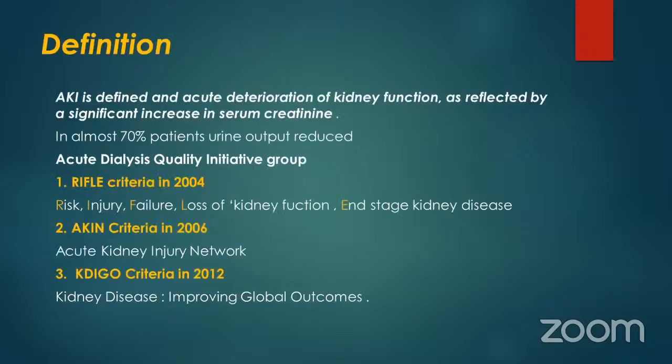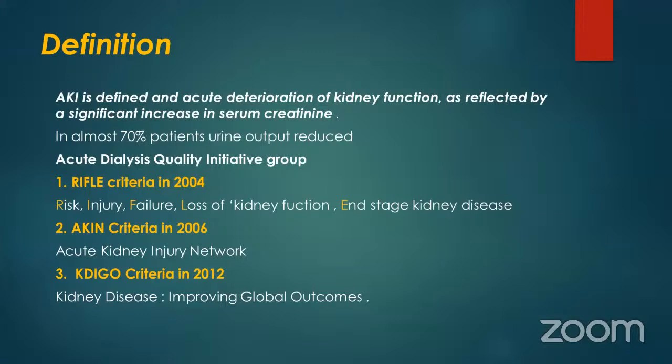Looking at the definitions, AKI is grossly defined as acute deterioration of kidney function, as reflected by a significant increase in serum creatinine levels. In nearly 70% of patients, the urine output has already decreased. So the Acute Dialysis Quality Initiative group came up with the idea of having criteria for the definition. They introduced the RIFLE criteria, which includes R for risk, I for injury, F for failure. These three stages they included, and end-stage functions like loss of kidney function and end-stage renal disease they included as the outcome of the injury.